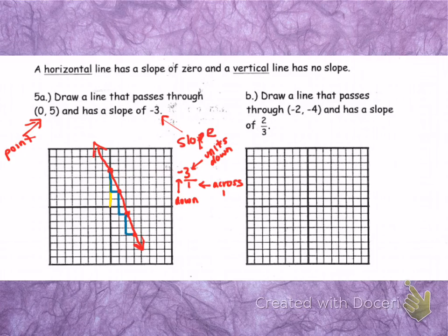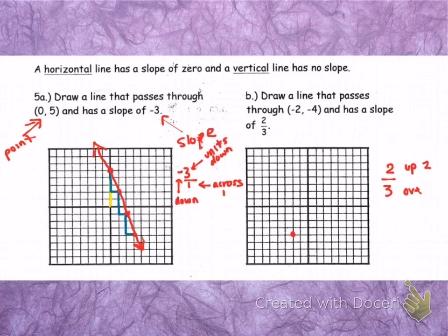So let's look at number 5, letter B. And again, we're going to draw the line that passes through a point, and we have a slope. So we have a point slope form here. And this time, we're going to put a point at (-2, -4). So -2, 1, 2, 3, 4. (-2, -4). And our slope of 2/3, I'm going to look at that off to the side there, tells me to go up 2, because it's positive, and over 3.